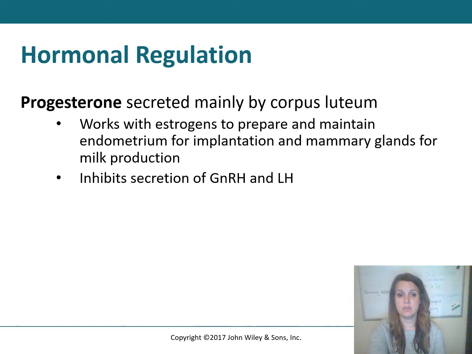Progesterone is secreted by the corpus luteum, and it's going to work with estrogens to maintain the endometrium for implantation, but it's also going to cause mammary glands to promote milk production. It also inhibits secretion of gonadotropin-releasing hormone and LH via a negative feedback mechanism.